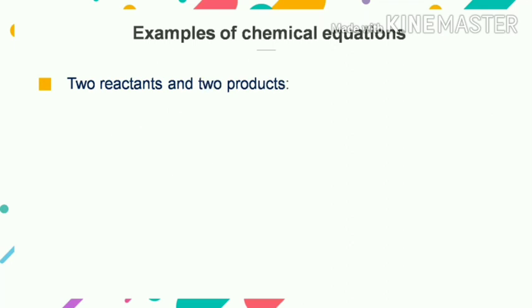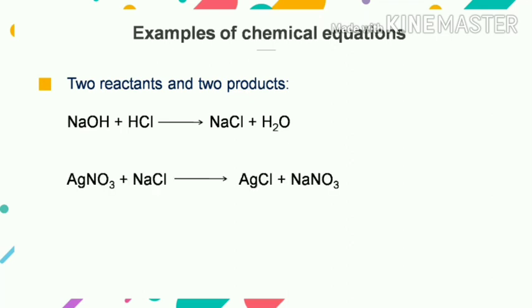Next example involves two reactants and two products. In such examples, you may write any double decomposition reaction. For example, you may write sodium hydroxide plus hydrochloric acid produces sodium chloride and water. Or you may also write silver nitrate plus sodium chloride gives silver chloride and sodium nitrate. Like this, here any double decomposition reaction can be written.